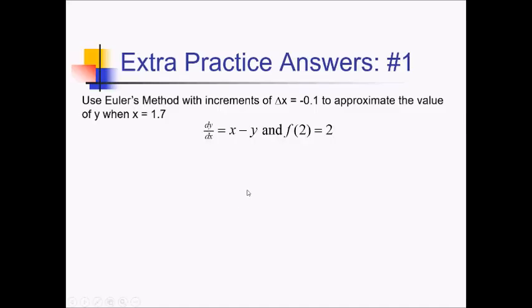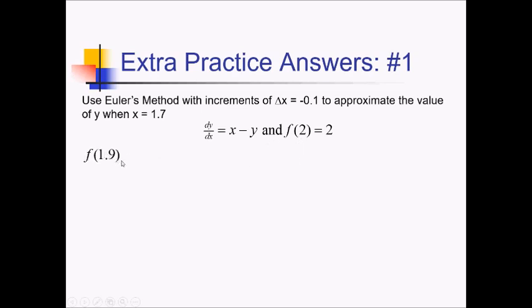On this problem, we're being asked to use Euler's method with increments of negative 0.1 to approximate y when x is 1.7. So basically, we're trying to figure out an approximation for f of 1.7. And we're starting here with this differential equation and also the value f of 2 equals 2. So to do this in increments of negative 0.1, we're going to have to take 3 steps to get from 2 to 1.7. So my first step, I'm going to figure out an approximation for f of 1.9.